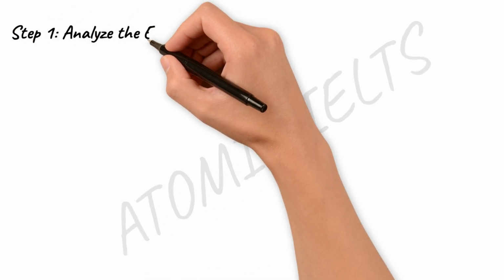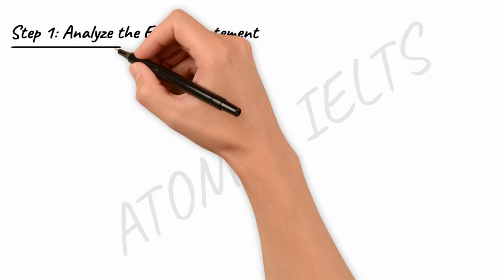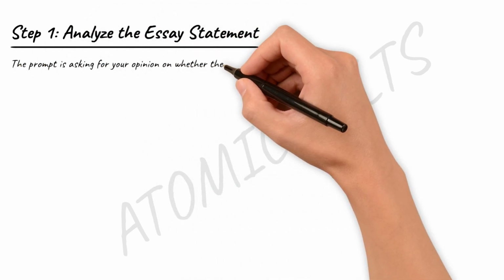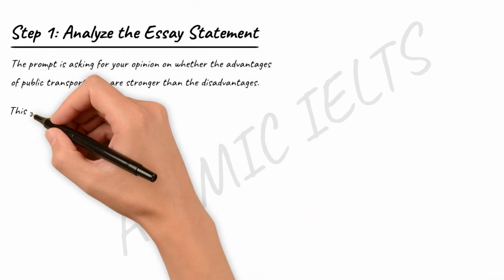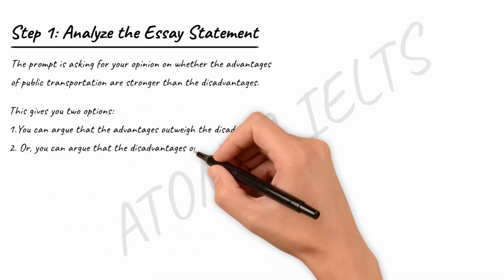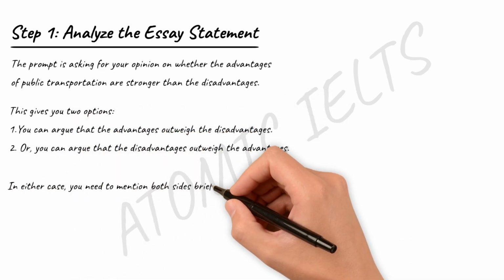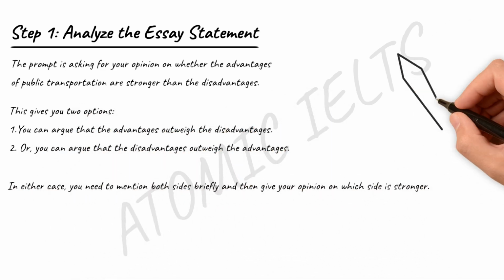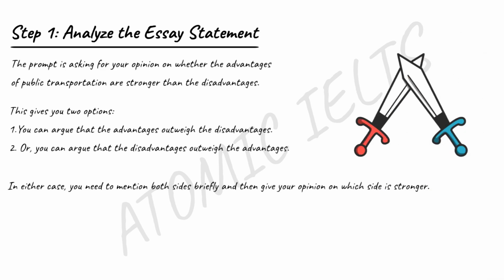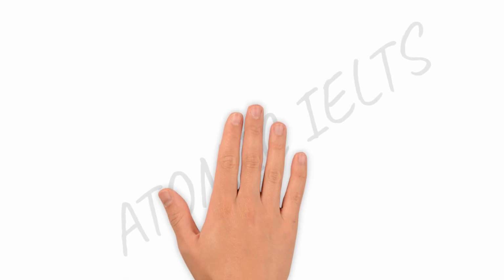Let's start by analyzing the statement. The prompt is asking for your opinion on whether the advantages of public transportation are stronger than the disadvantages. This gives you two options. You can argue that the advantages outweigh the disadvantages, or you can argue that the disadvantages outweigh the advantages. In either case, you need to mention both sides briefly and then give your opinion on which side is stronger.